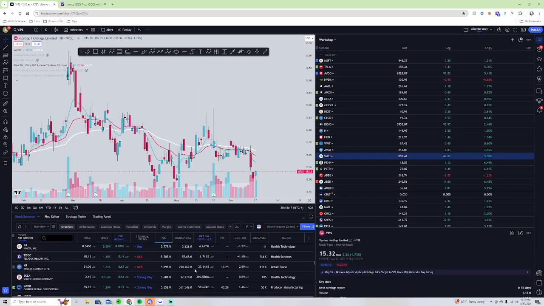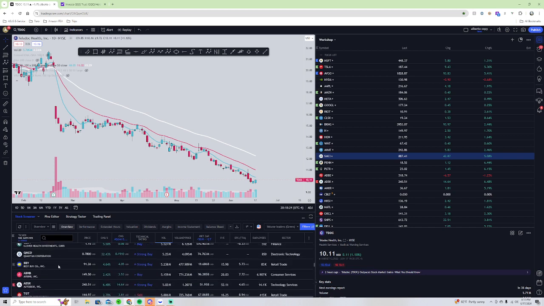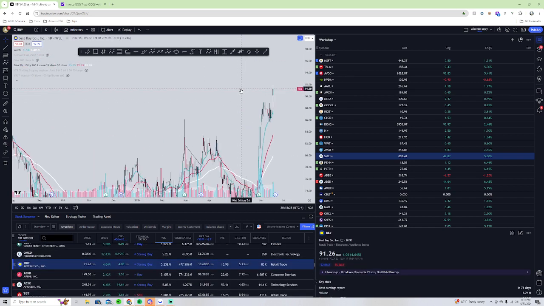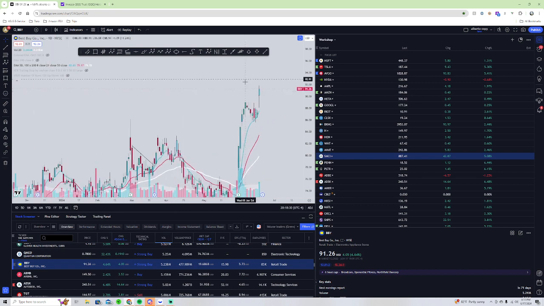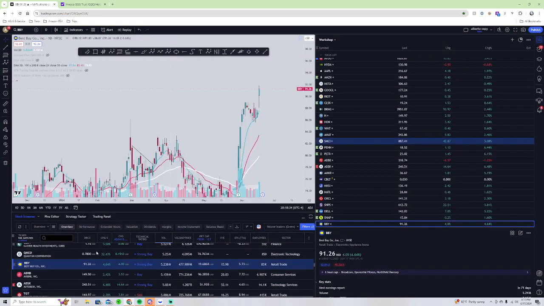I'll usually go until names that are like 500K volume, because I don't want to really look at names that don't have too much volume. So Best Buy is breaking out here. This one looks really good actually, but it is a little bit extended. However, we can add it to our side watch, so that's another thing that we can do.